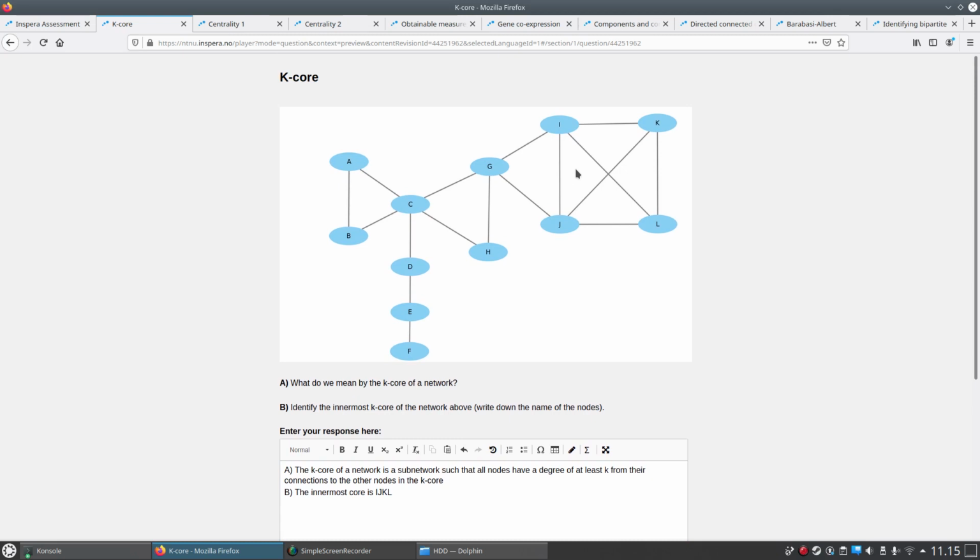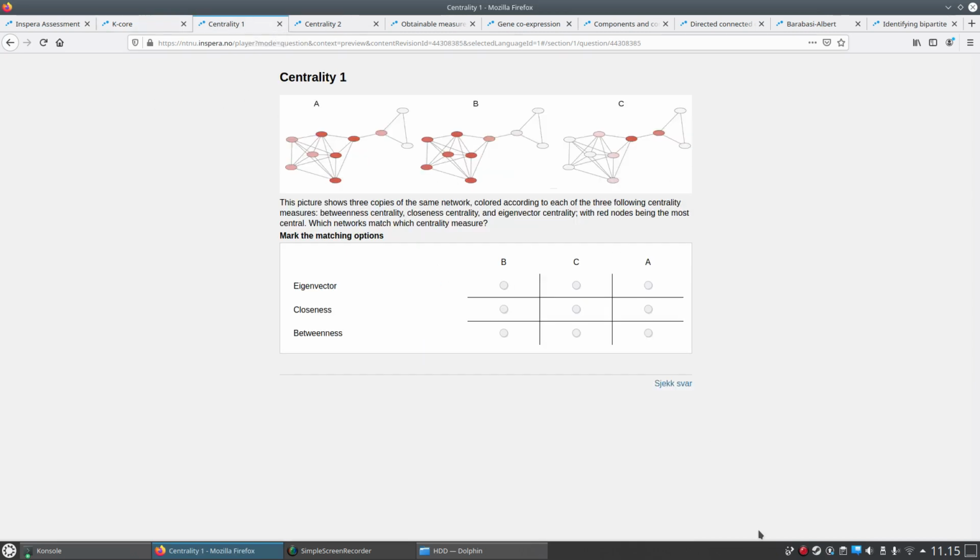That's how we go about doing a K-core. In this network, it's pretty straightforward to do it visually. Of course, in a larger network, you would maybe have to rely on some sort of computer program. But in an exam, you're never going to have to do the K-core of a network where you can't do it visually pretty straightforwardly. Okay, on to the next.